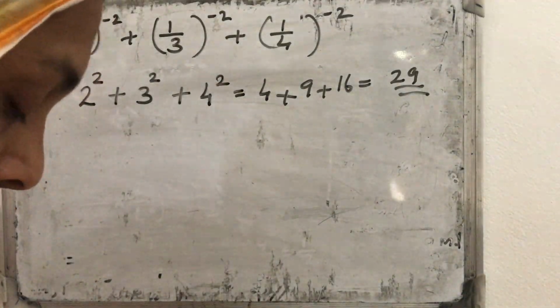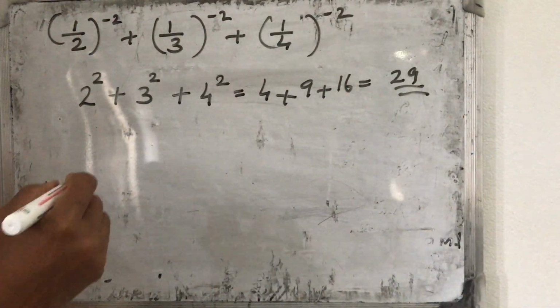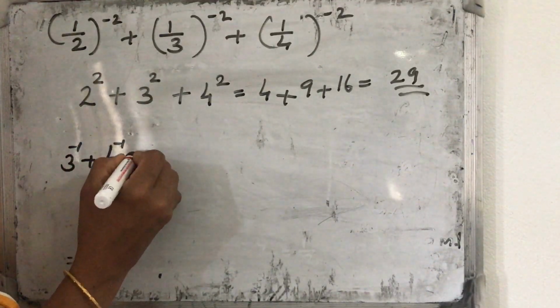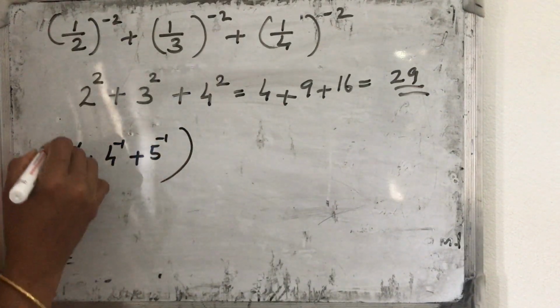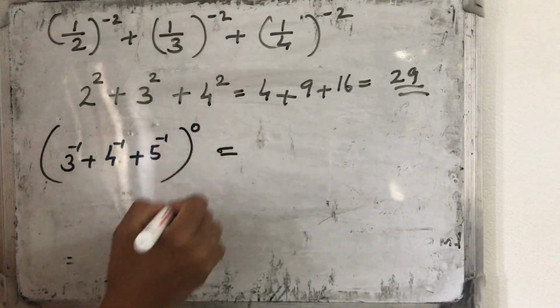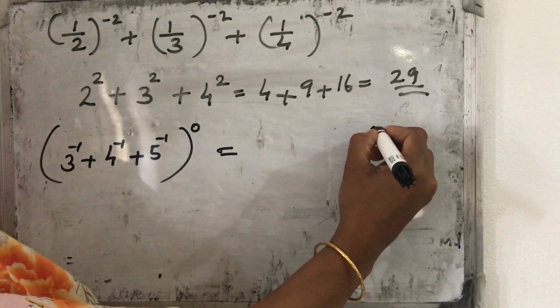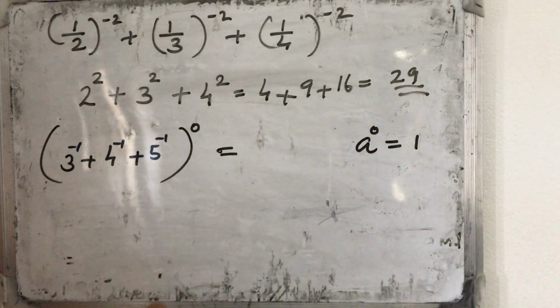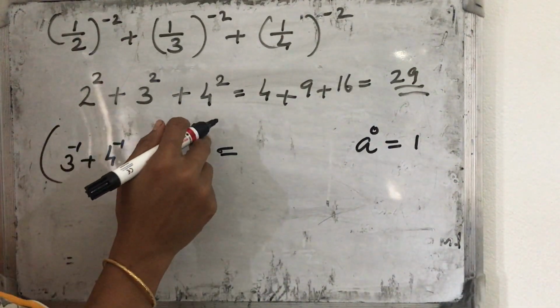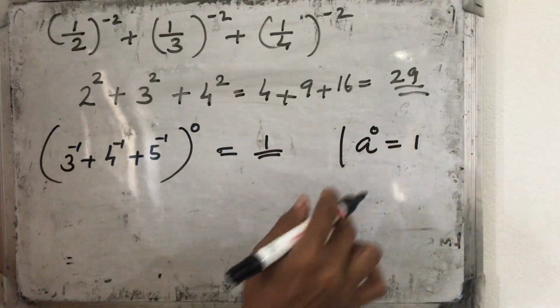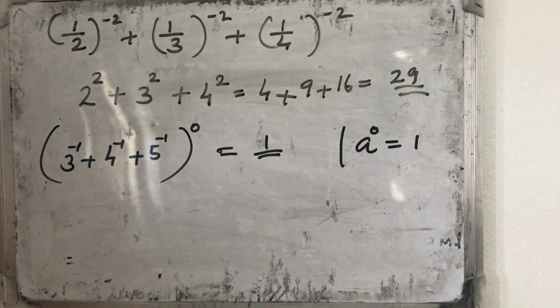Just like, next question: 3 raised to minus 1 plus 4 raised to minus 1 plus 5 raised to minus 1, whole raised to 0. What is its value? We know any base with power 0, a raised to 0, its value is 1. So if it is any number, if its power is 0, its value will be 1. On the right side, you must write this: a raised to 0 is equal to 1.